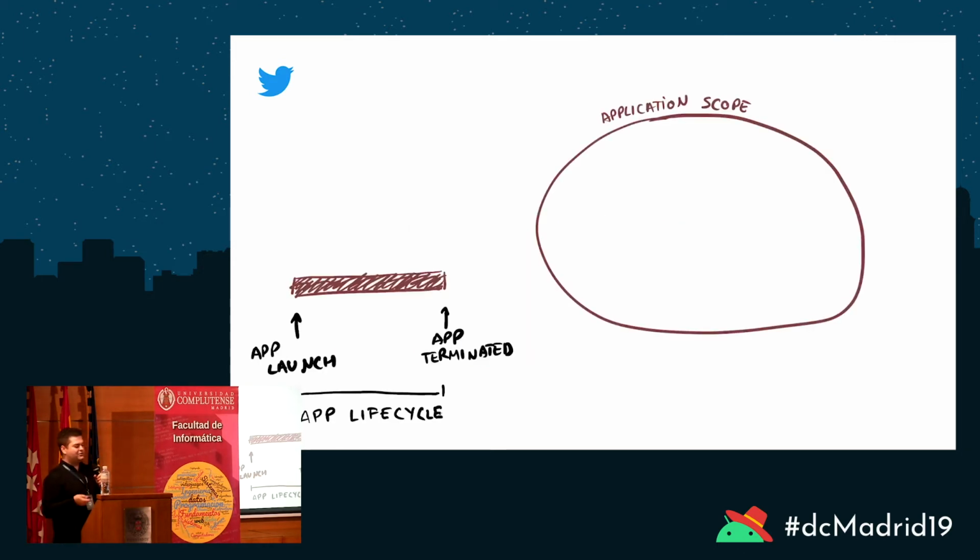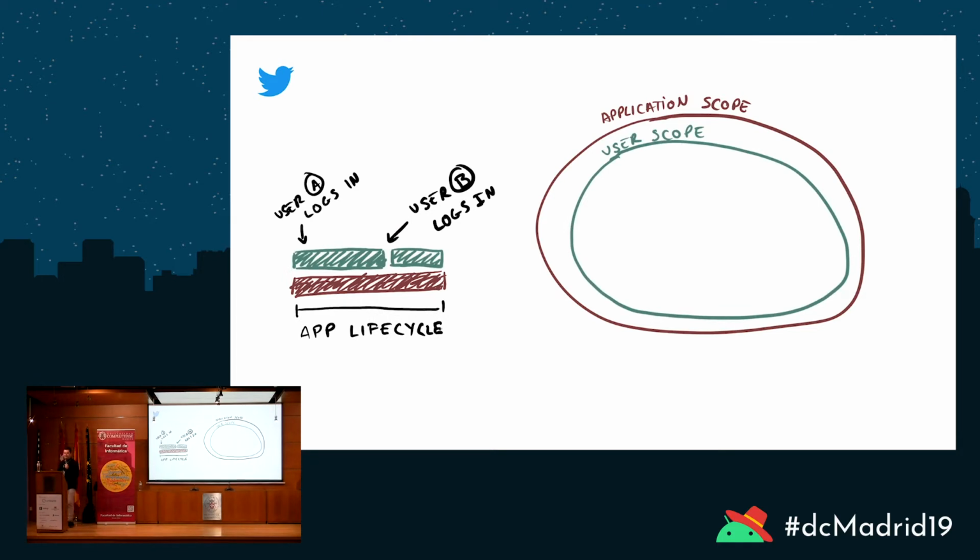So let's switch gears a little bit and see how we implement our graph architecture at Twitter. First of all, we have the biggest scope, the one that starts when the app launches and dies with the app, which is called the application scope. It will contain all of those singletons that we just want once over the course of the app. Then we're going to have the user scope, and this scope starts when a user logs in.